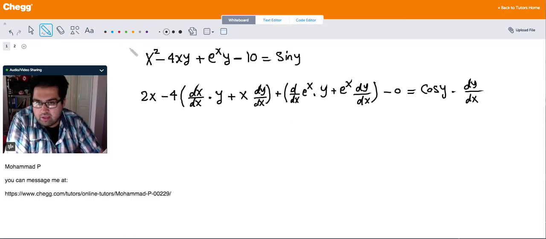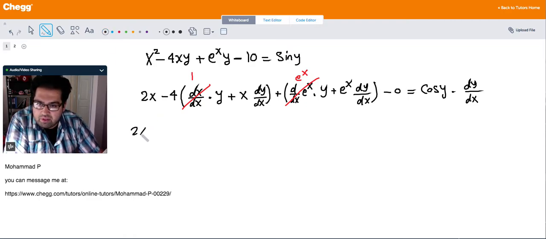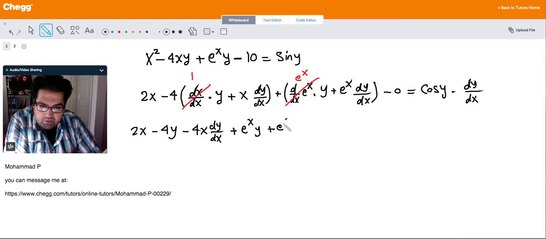Okay, so dx dx is 1, and the derivative of e to the x is going to be e to the x. So I'm going to simplify this a little bit. So I have 2x minus 4 times this is negative 4y minus 4x dy dx, and then I have plus e to the x y plus e to the x dy dx equals cosine y dy dx.